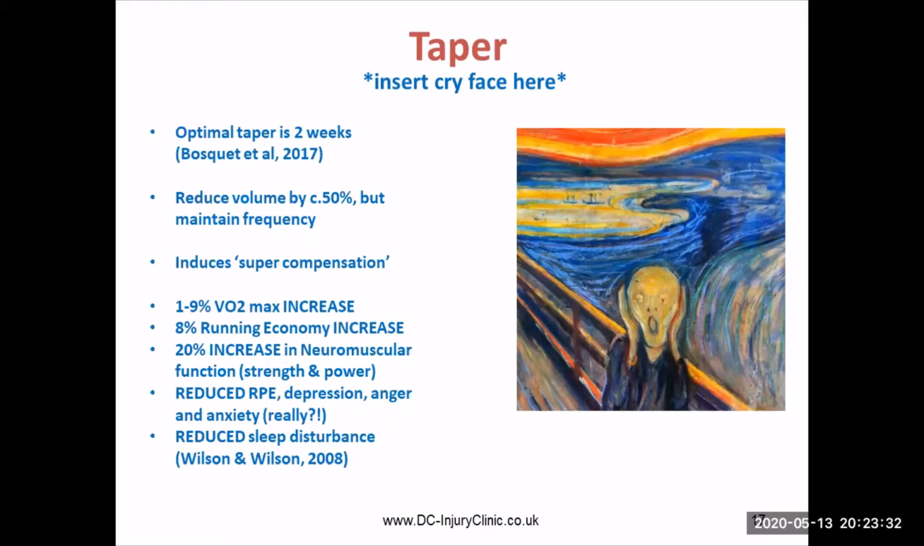And again, we're looking to induce that supercompensation. So on our waves, again, we're hitting event day at the right time, right on the crest of that wave. And the benefits are massive. So 1 to 9% VO2 max increase if we time it right, 8% increase in running economy, 20% increase in neuromuscular function, so our strength, our power, etc. And then, lovely, a reduced rate of perceived exertion, depression, anger, anxiety. I'm not sure about that anxiety. As race day gets closer, I've never known a runner say their anxiety's gone down. And reduced sleep disturbance.